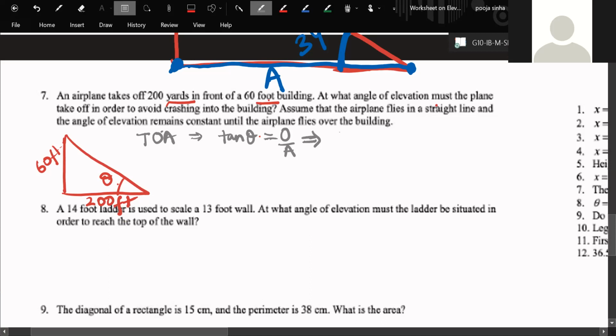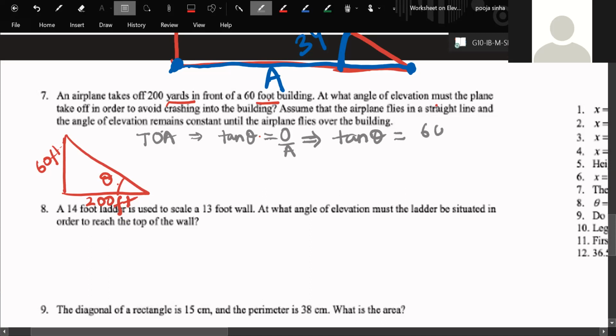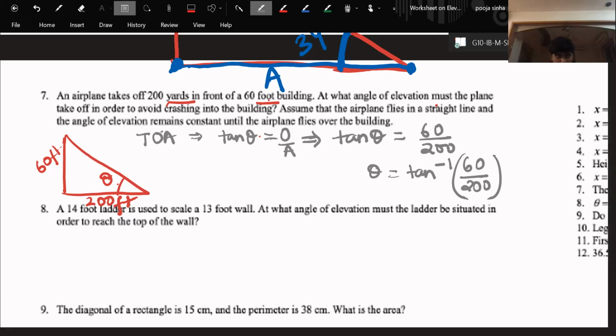Okay? Tan theta, we'll write everything first. Tan theta is equal to 60 upon 200. Right? Now, theta is equal to tan inverse of 60 upon 200. Got it? Now, what you're supposed to do is first do what is 60 upon 200, or you can put tan inverse in your calculator. Do it now. I want you to do it now. Tan inverse 60 upon 200.